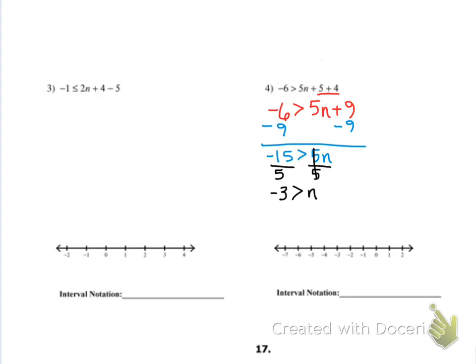Now, this isn't the case where we divide by a negative and flip the sign, because the 15 was negative and not the 5. But if it's easier for you to read it as n is less than -3 and to write your interval, then I suggest rewriting it that way. And all we did was put the n on the left.